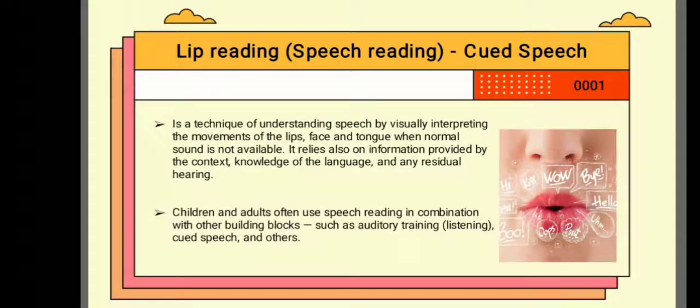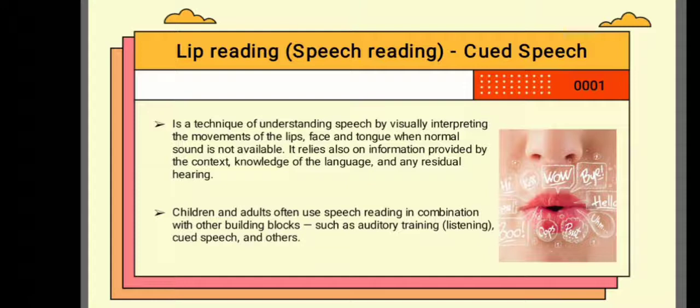Lip reading is a technique of understanding speech by visually interpreting the movement of lips, face, and tongue when normal sound is not available. It relies also on information provided by context, knowledge of the language, and any residual hearing. Children and adults often use speech reading in combination with other building blocks, such as auditory training, cued speech, and others. But it can be successful alone.